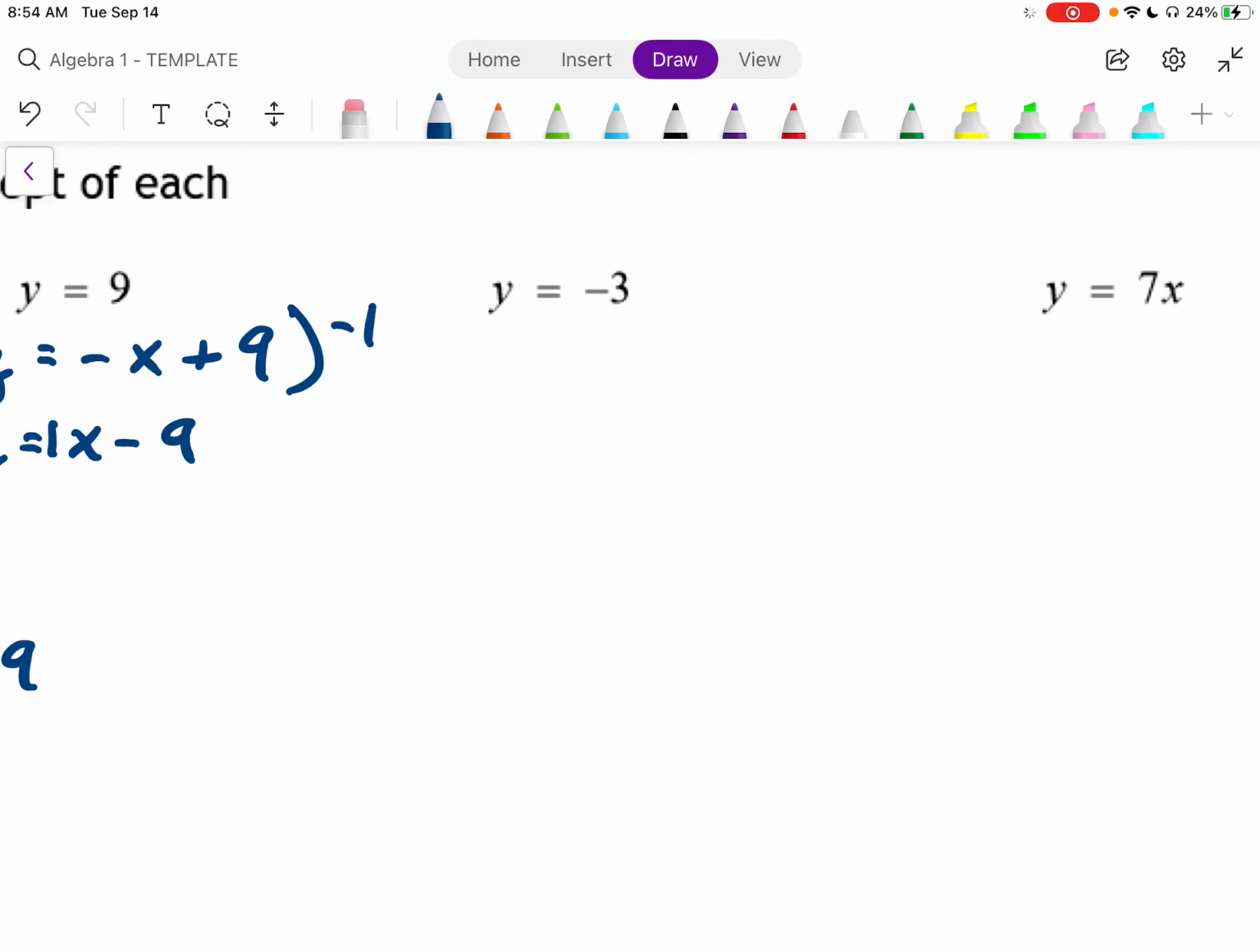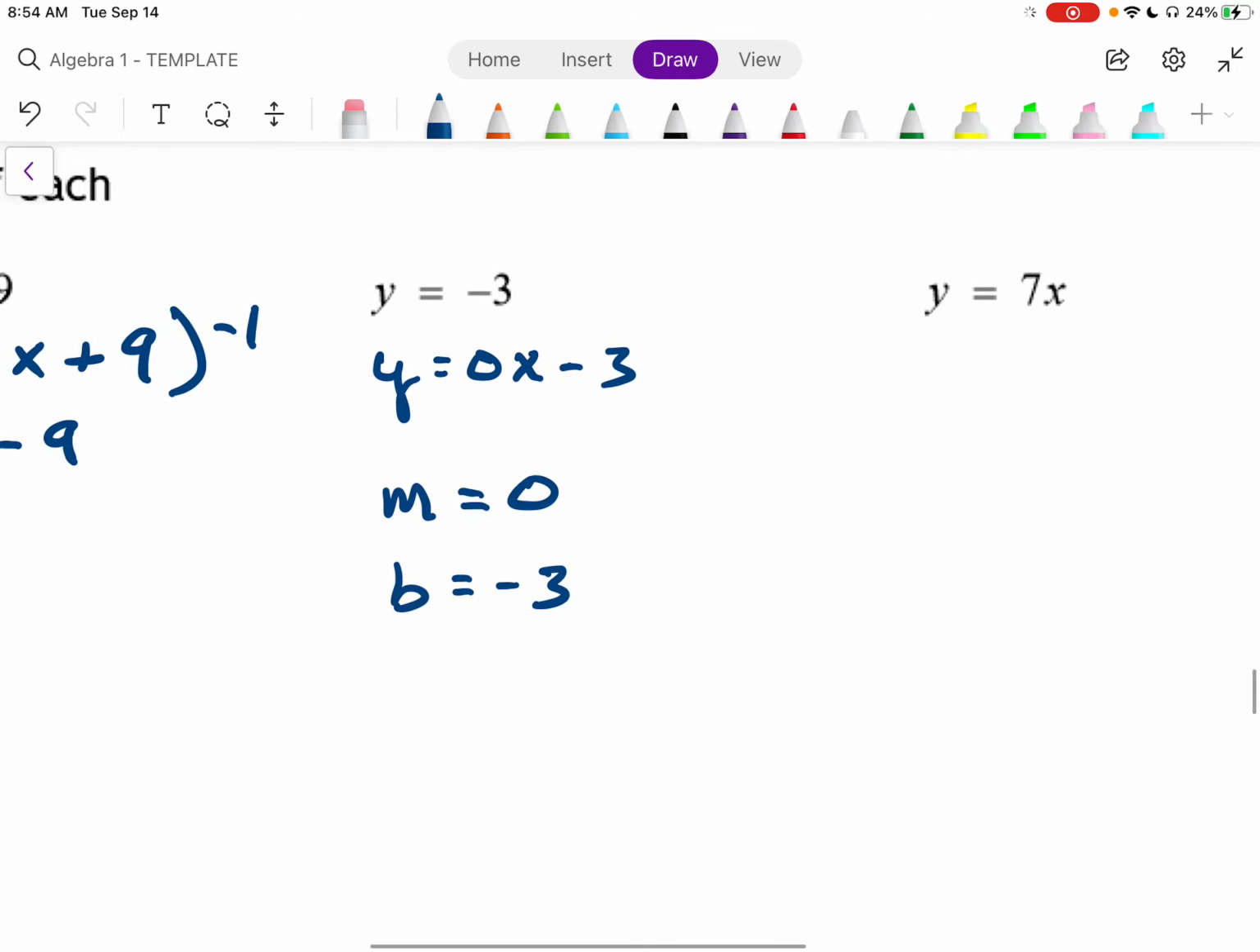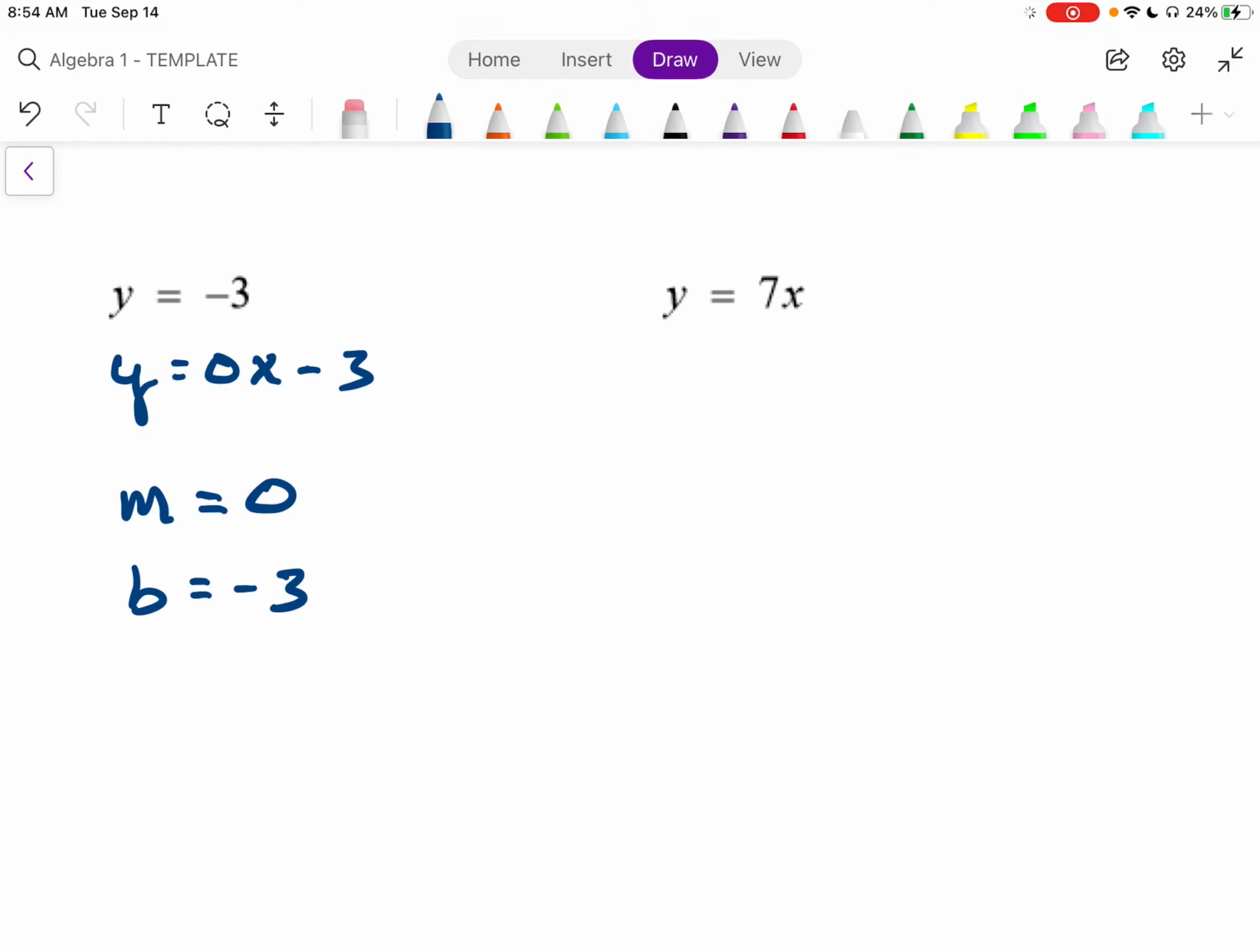Next up, y equals -3. Well, let's rewrite this as y equals 0x minus 3. There I can see, well, my slope m is 0. My y-intercept b is -3, right? And that's a horizontal line. Lastly, we have y equals 7x, and I'm going to put a plus 0 there on the end. So my m is 7, and my b is 0.